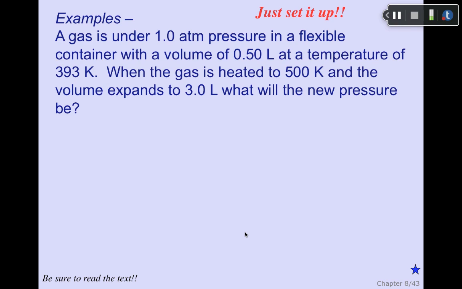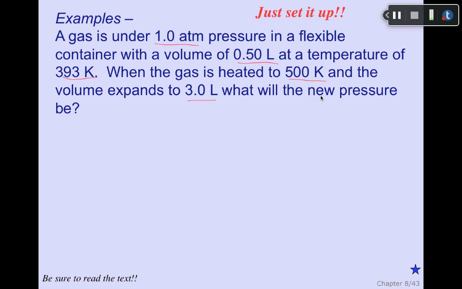All right, so a gas in this particular example is under 1 atmosphere of pressure in a flexible container, so something with a movable piston, maybe a balloon, with a volume of ½ liter at a temperature of 393 Kelvin. How helpful, they gave it to us in Kelvin to begin with. And the gas is heated up, makes it hot, and the volume is going to expand because it got hotter. That's not surprising. What does the new pressure end up to be?